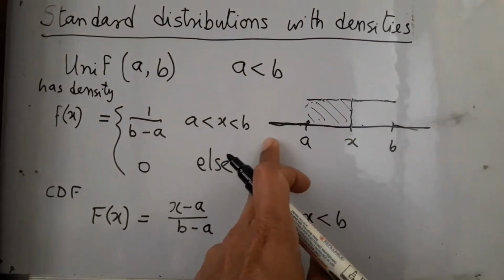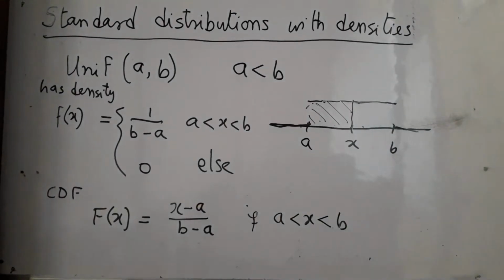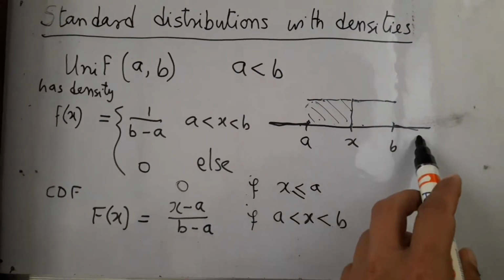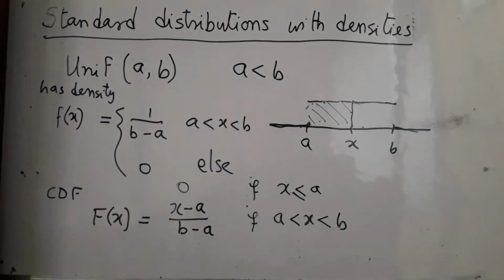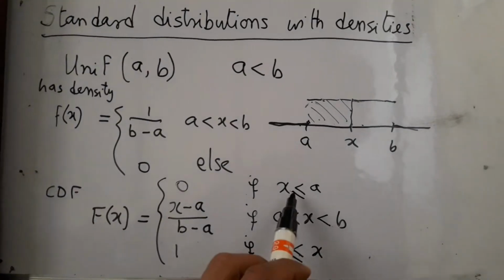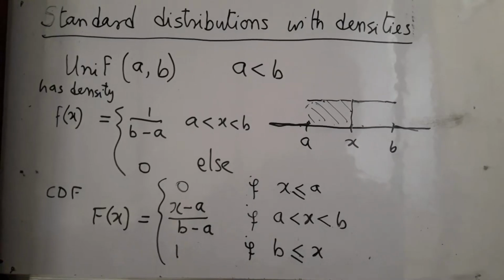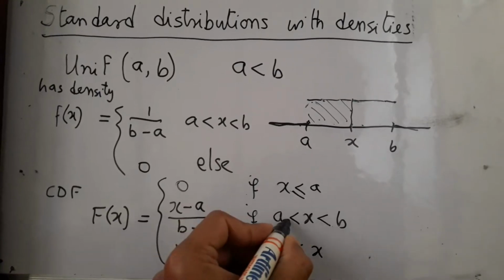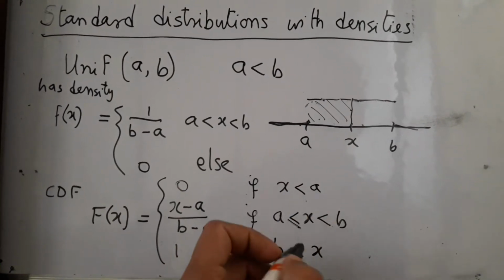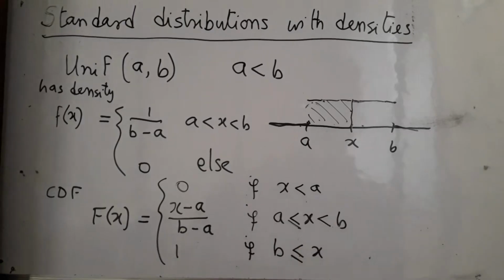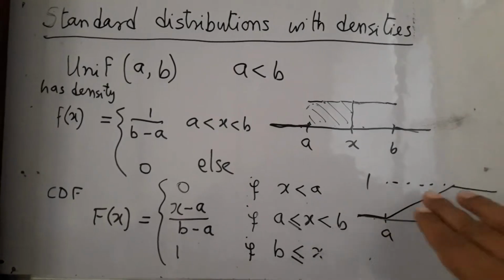If x lies to the left of a, obviously the area to its left is 0 because it is flat with 0. Similarly, if x is here, then the entire rectangle lies to its left, so then it is 1. We can include these equalities wherever we like because we are working with a continuous CDF, but traditionally we like to associate equalities with the left ends. So I will write it in this way. The CDF looks like this.